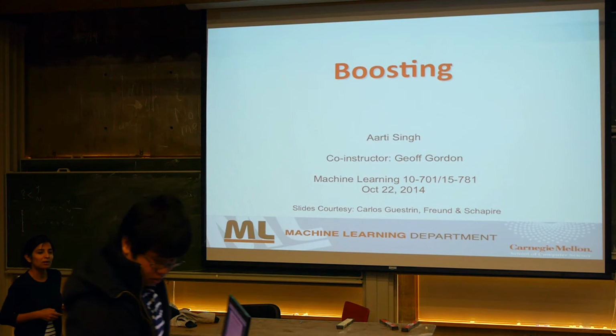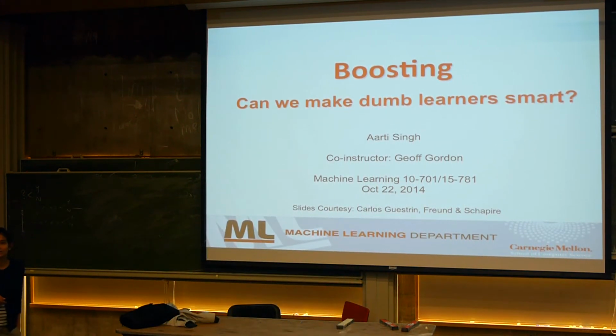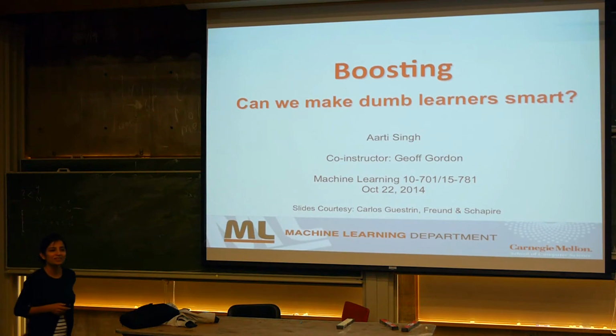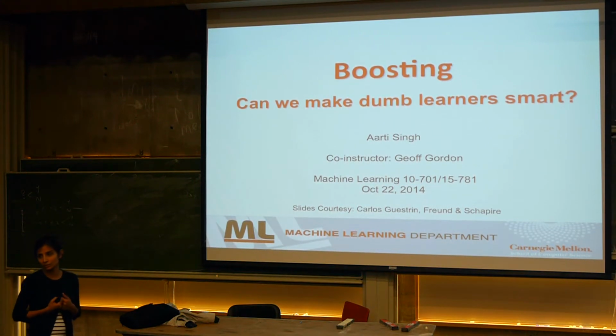All right, so let's talk about boosting, which has a nice subtitle called "Can we make dumb learners smart?" The idea here is that it's sometimes very easy to come up with learning rules that are very, very simple, maybe too simple to be useful in practice, but can we take a bunch of such very simple rules and somehow combine them and get something more intelligent?